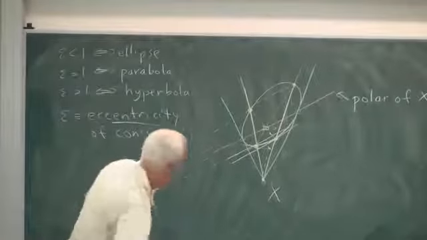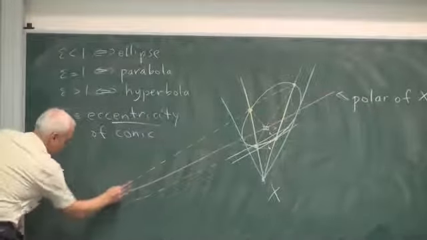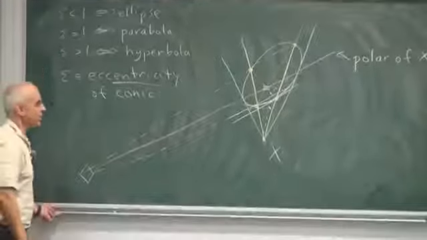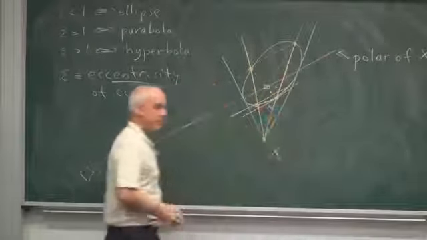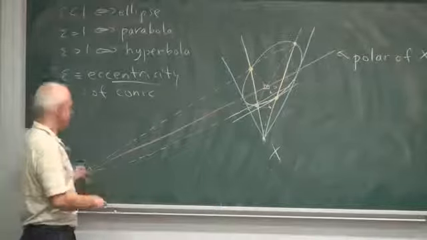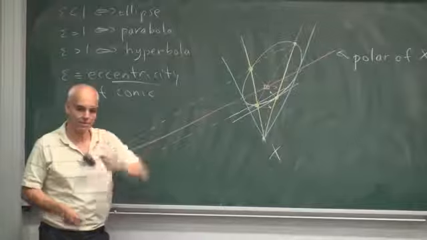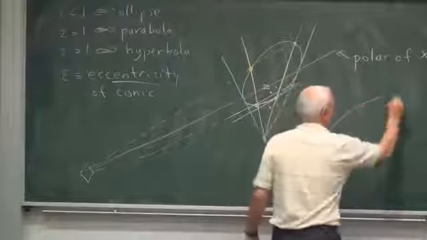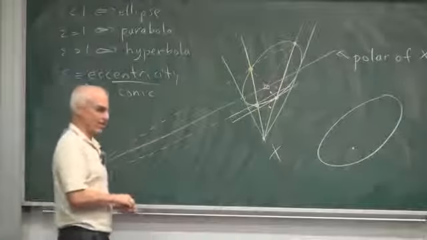And these guys will meet at some point over there. So we can use the places where these two diagonals of this quadrilateral meet to determine the polar line. So let's see how that would work for an internal point. Here's an internal point. Let's see what its polar is.